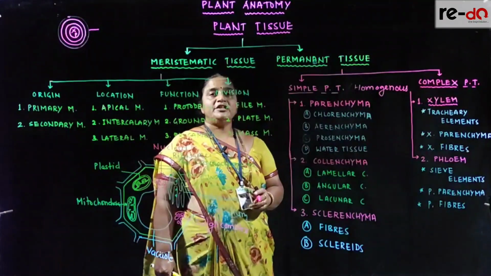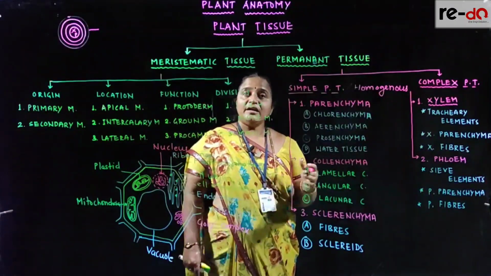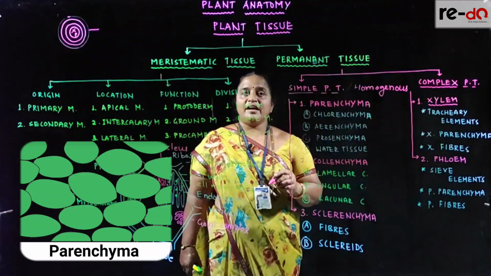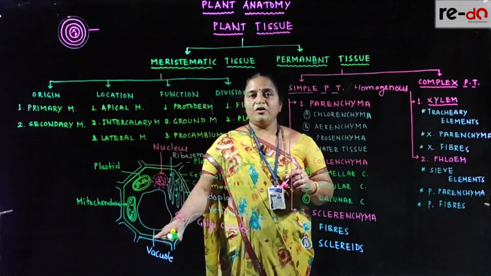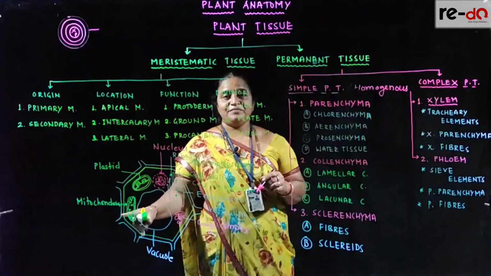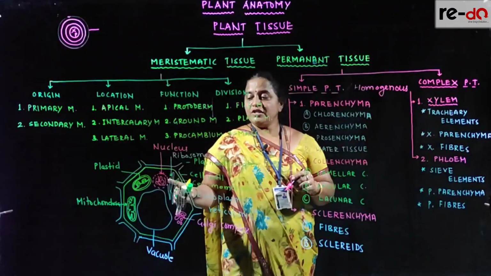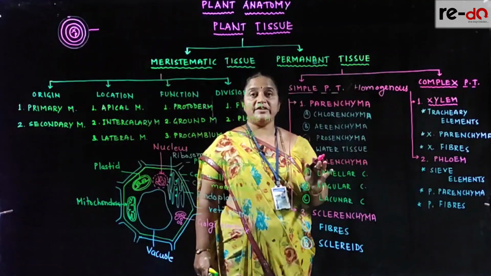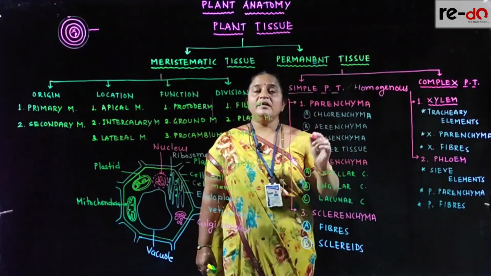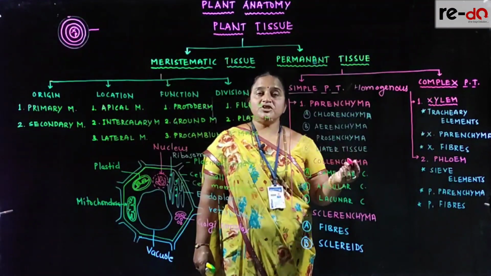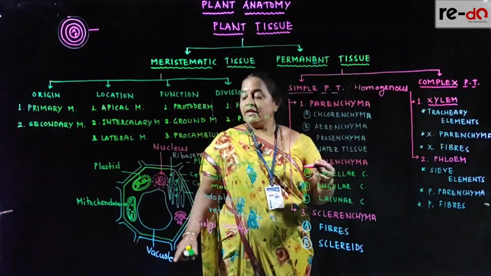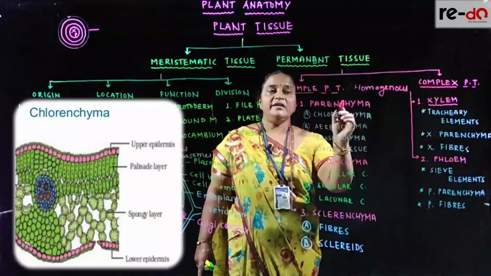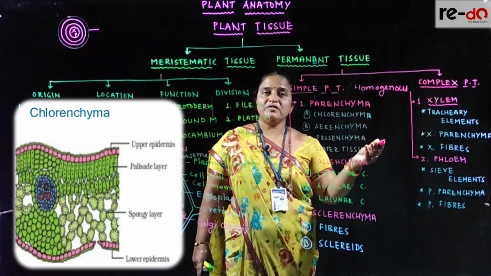Under simple permanent tissue, the most fundamental, widely distributed tissue in the plant body is parenchyma. This parenchyma has this kind of structure in each cell. It has a functional vacuole, a peripheral nucleus, and all cell organelles are in a functional state. When parenchyma is present in the leaf region or herbaceous stem region, having maximum plastids, we call it chlorenchyma. It is a parenchyma modified for photosynthesis.